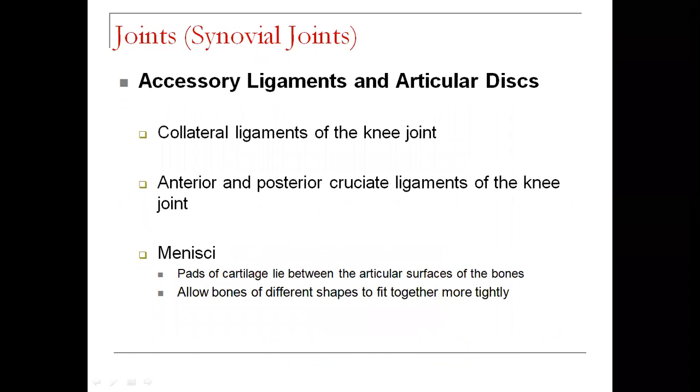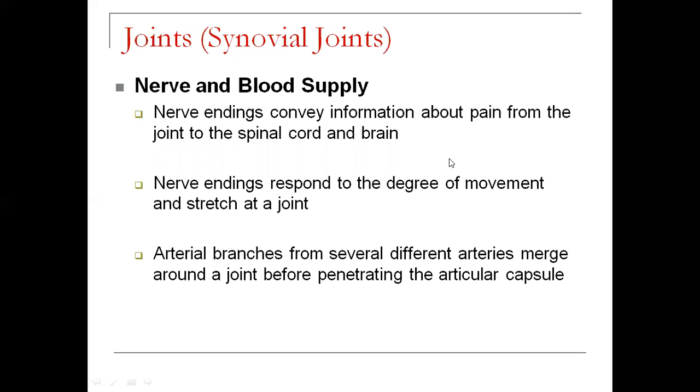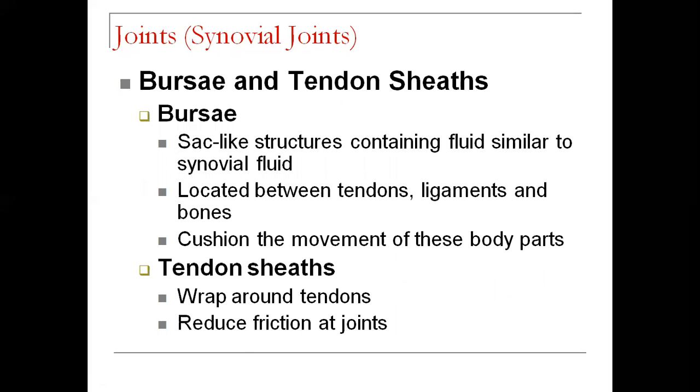Then there are ligaments and articular discs, like collateral ligaments of the knee joint. Then cruciate ligaments, menisci are also there. Now we'll talk about the nerve supply and blood supply. The nerve endings convey information about pain from the joint to the spinal cord and brain. And nerve endings also respond to the degree of movement and stretch at a joint. Then we'll talk about bursae and tendon.